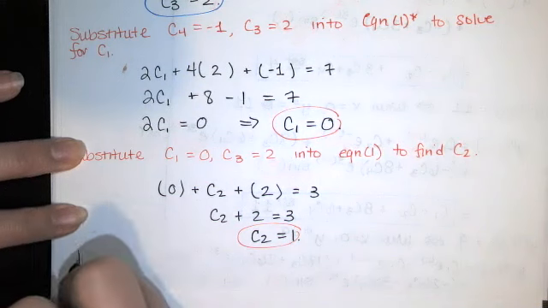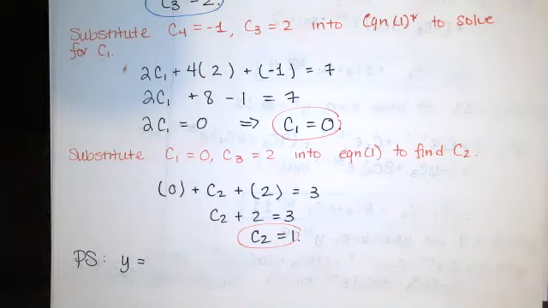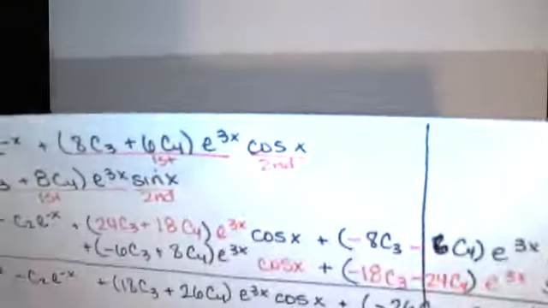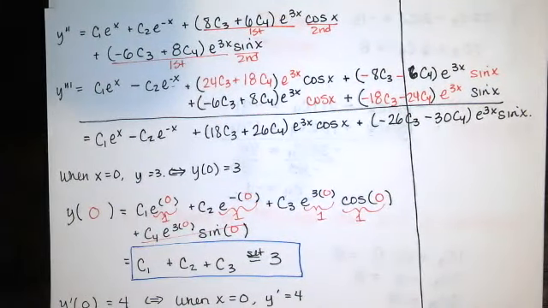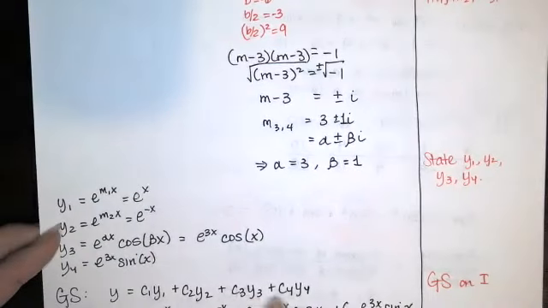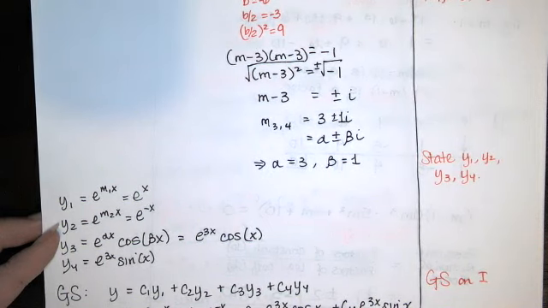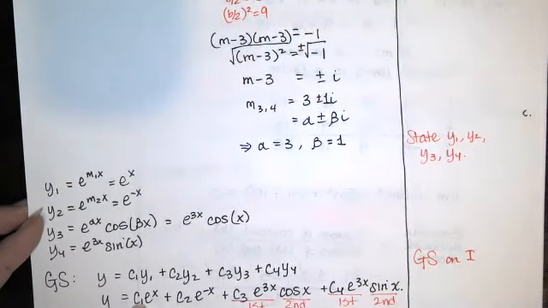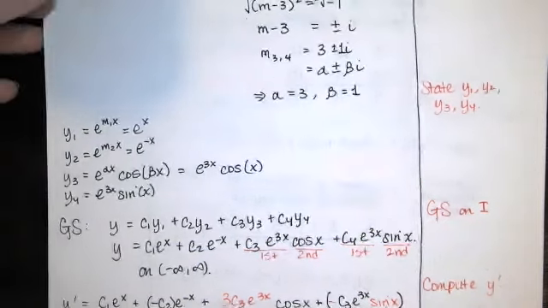Now if we want the particular solution, we have y equals C1 Y1 plus C2 Y2 plus C3 Y3. It's been a while. Where is that sheet? I think it was this one. Yeah, this was our original solution. So we just have to replace C1, C2, C3, and C4 with the values that we found.